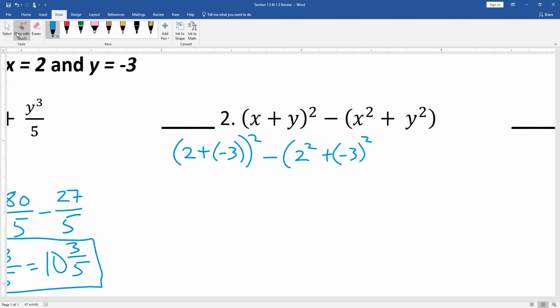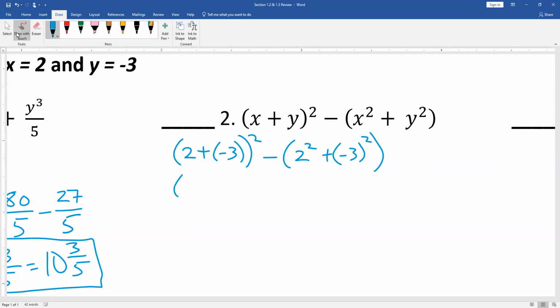So the reason it's important to plug in your values first is if you didn't, I'm pretty sure you would accidentally end up with an answer of 0, because you'd end up with x squared minus x squared and y squared minus y squared, which will give you 0. But that's actually not the case. So we want to put in the values first and then simplify.